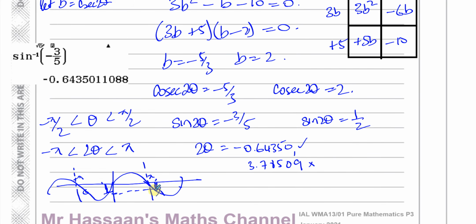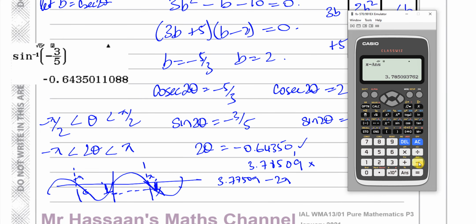So this angle is repeated before 360 degrees, which is 2 pi. So if I take this angle, which is outside my range, 3.78509, and I subtract from it 2 pi, I will get this angle, which should be within our range. So if I do that, and I say take away 2 times pi, it will give me minus 2.49.